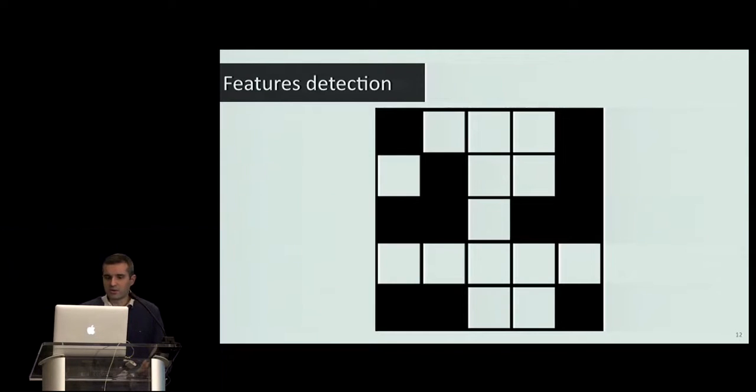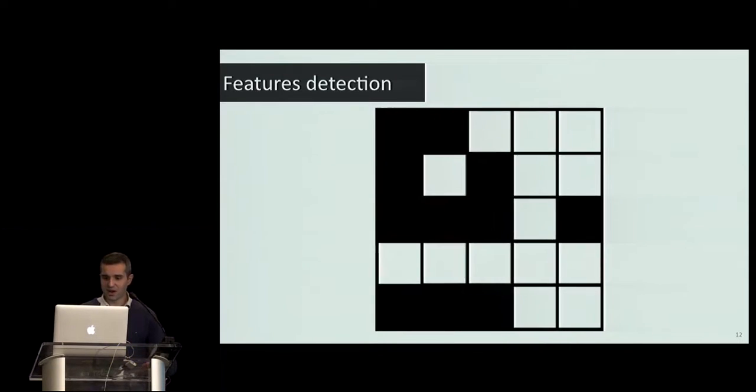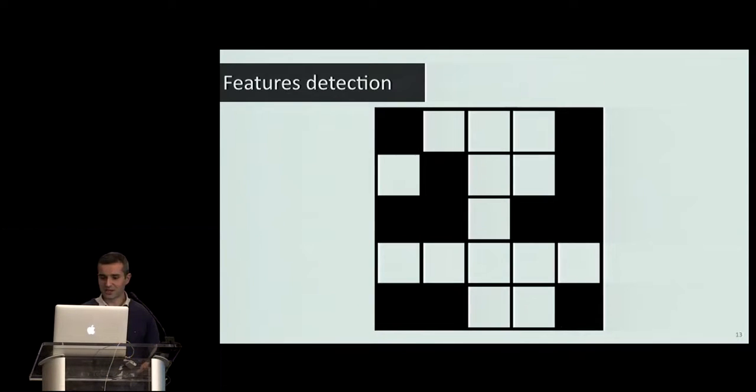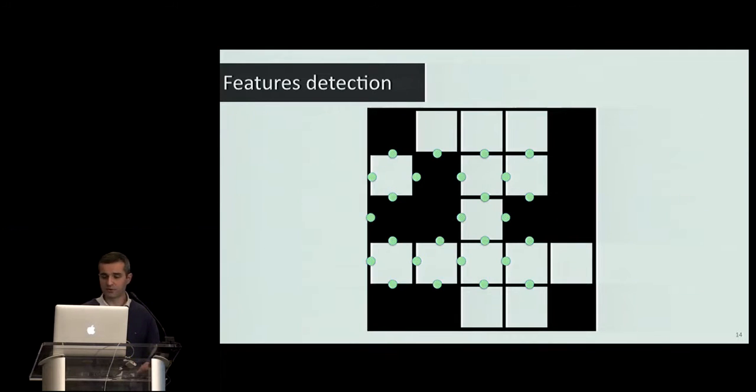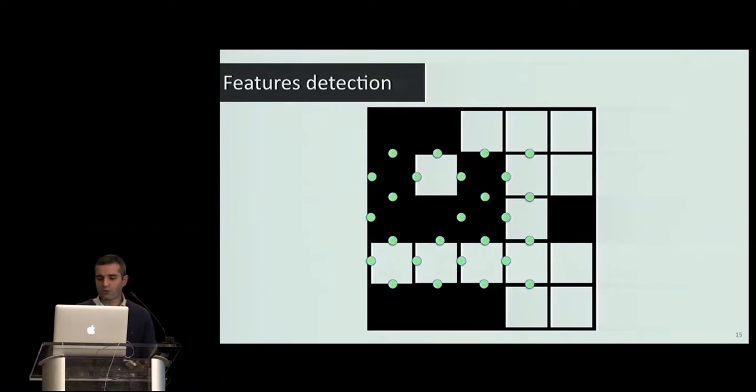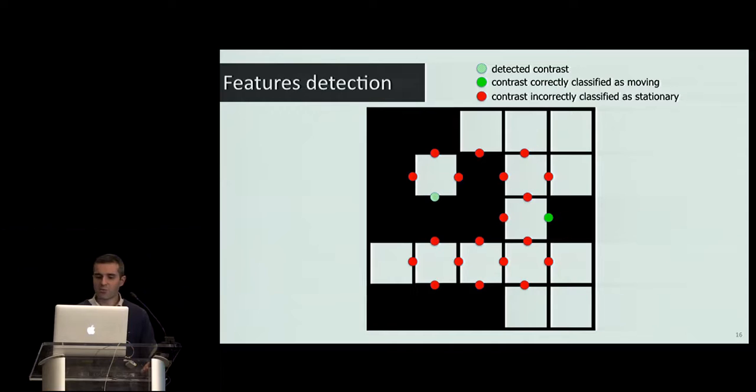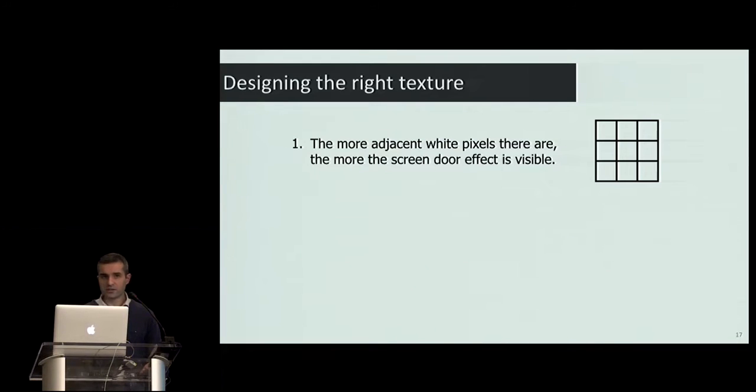So when we display a texture and we move it, what we would like the mouse to think happens is that the whole texture moves, including the grid, but the grid remains fixed. So from one image to another, when we move the texture, the pixel grid remains fixed, and when the mouse computes the features, what we would like is that the features move, but that's not what happens. Most of the features are incorrectly classified as stationary, so the mouse does not report any event.